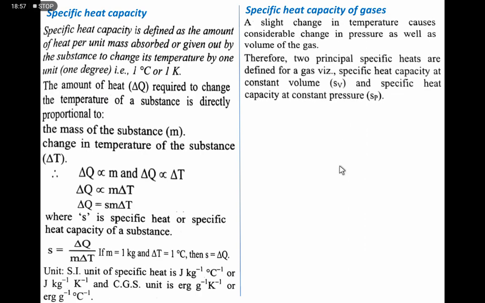Okay, so two specific heats have to be considered over here, that is specific heat capacity at constant volume and specific heat capacity at constant pressure. Remember here, due to the change in temperature, pressure and volume of the gas change, but here we have to consider the specific heat capacity of the gas at constant volume and constant pressure. At constant volume it is SV and at constant pressure it is SP. So simple definitions are here, we'll try to learn.